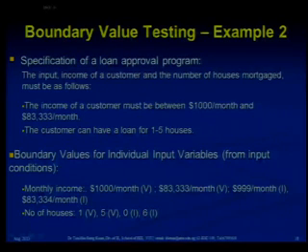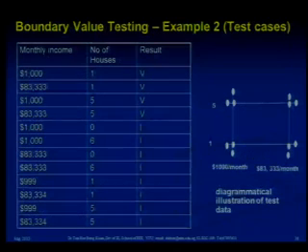Take for example, here I have 4 boundary values for money income, 2 input variables, and 4 boundary values for number of houses. If you simply take all the combinations, that means how many combinations? 4 times 4, 16, right? 16. And with the restriction that for cases involving invalid boundary values, we only allow one input variable to have an invalid boundary value, so we only have 12 cases.